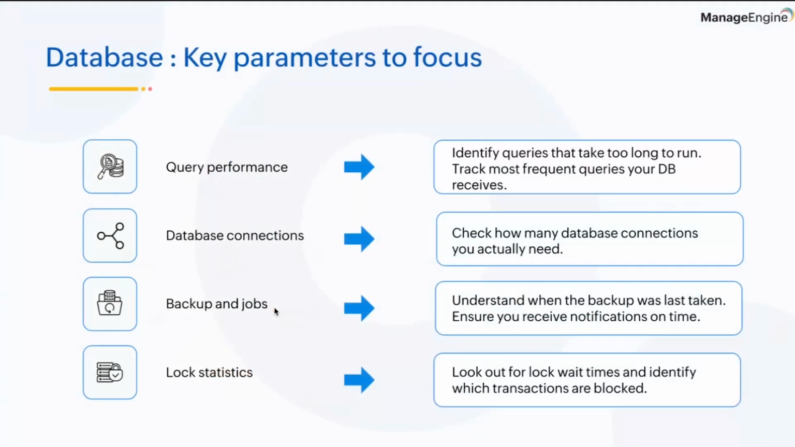Now, let's move on to databases. When it comes to databases, there are several metrics that you need to keep track of, but these are the 4 key critical ones. First and foremost, you need to be able to track the query performance, which will help you identify which queries are actually slowing down your database and what is the most frequent query your database receives.